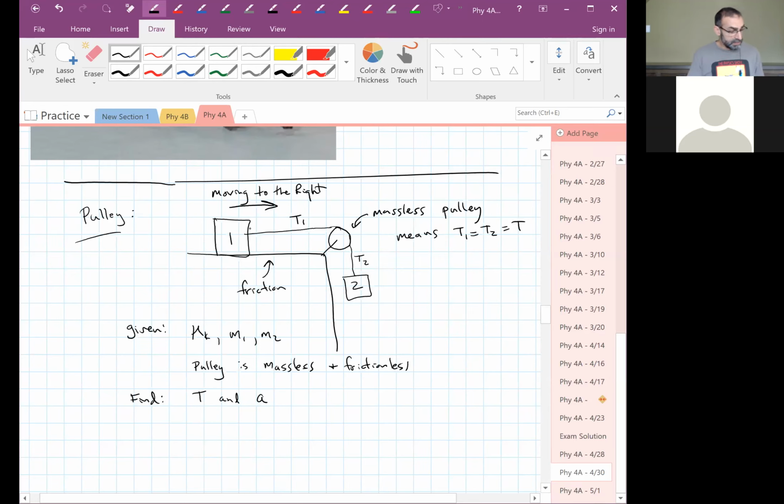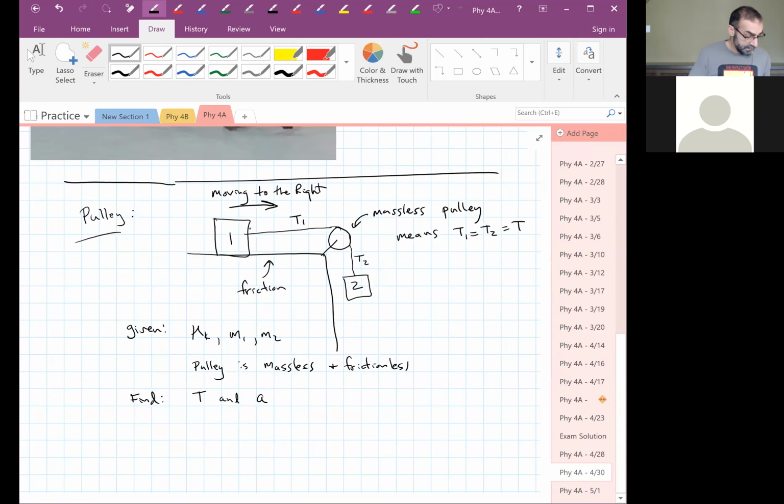Block 1 is moving to the right. And because you have to know which way it's moving in order to get the direction of the friction force correct, I don't think it matters which one is more massive. As long as we know it's moving to the right, we can solve this symbolically.